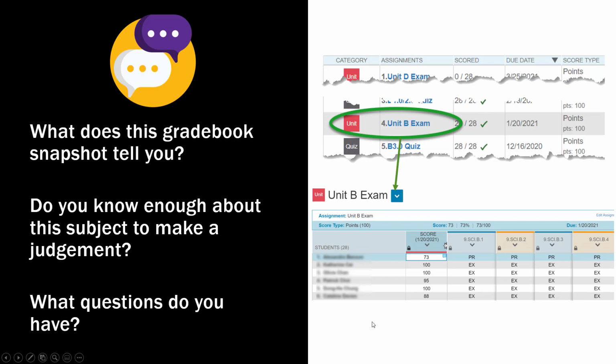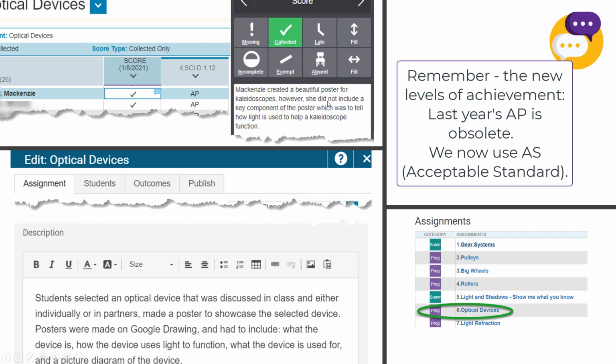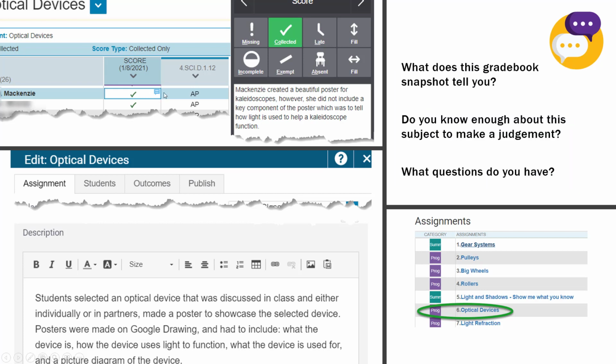I also really want to know, what were they learning? Unit B doesn't tell me much. Here's another one. First, I'm seeing, oh, look at that. Look, there's a comment. It tells me why she got an AP. Let's see. Oh, there's an assignment description, and it tells us how the student was to be successful. Include what the device is, how it uses light to function, what the device was used for, and a picture. And the title of this tells me exactly what this assessment was all about.